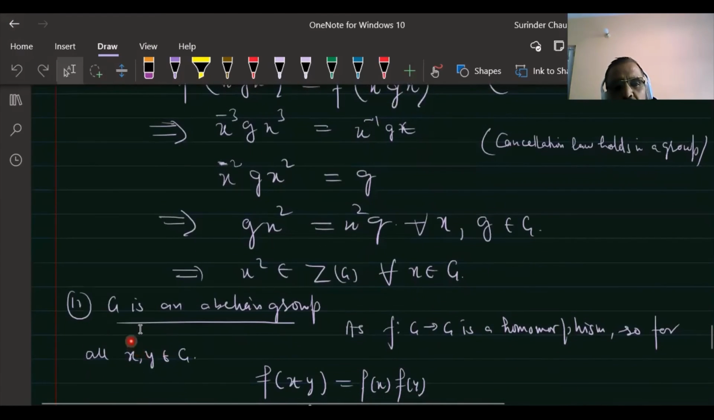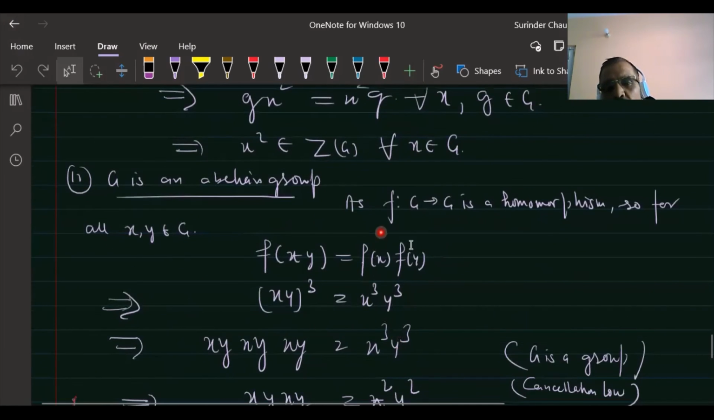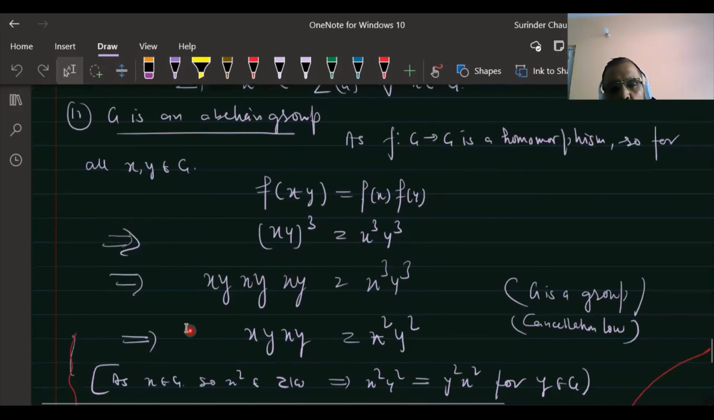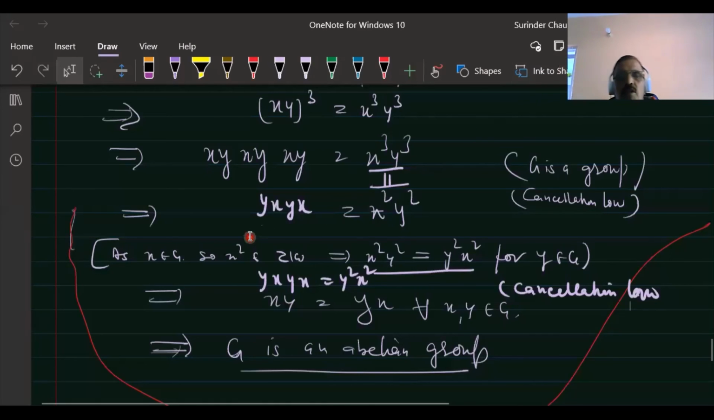Now the second part is you have to show that G is an abelian group. As f is a mapping from G to G and is a homomorphism, for all x, y belongs to G, f of xy is equal to f of x times f of y. So by definition of the mapping f, xy cube is equal to x cube y cube. So this contains xyxyxy equal to x cube y cube. G is a group, so we can write the left cancellation by x and right cancellation by y. After applying left cancellation by x inverse and right cancellation by y inverse, from this equation we got yx is equal to x square y square.